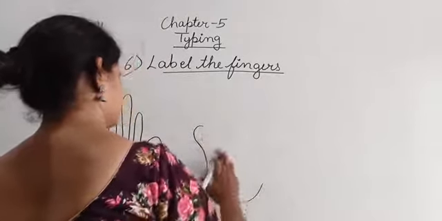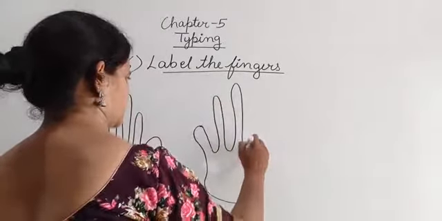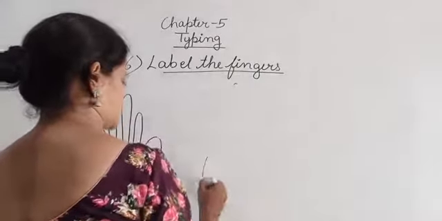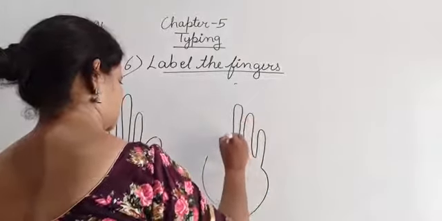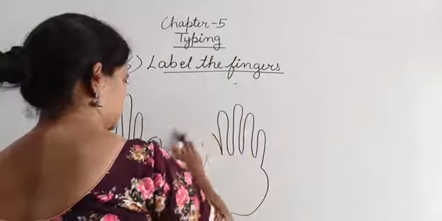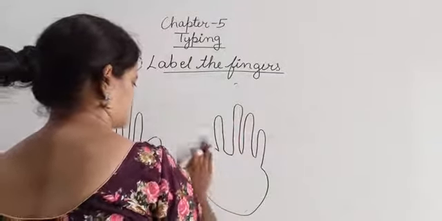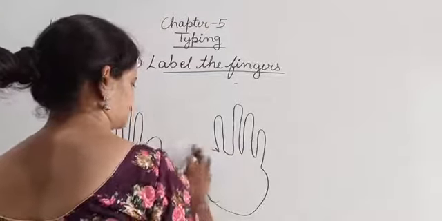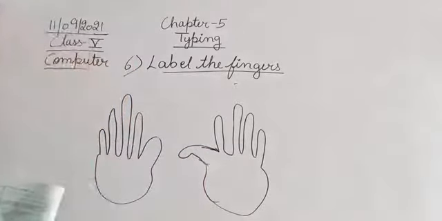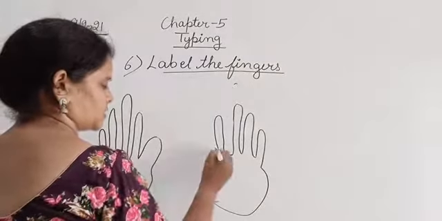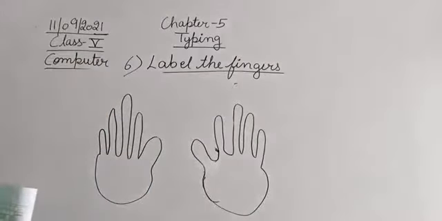Okay, then it's 1, 2, 3, 4, and 5. This one is going a little crooked. So this is 5. Okay. Next we have to label it.